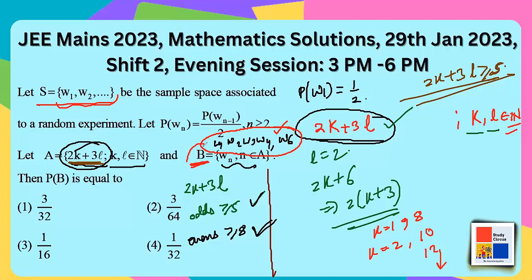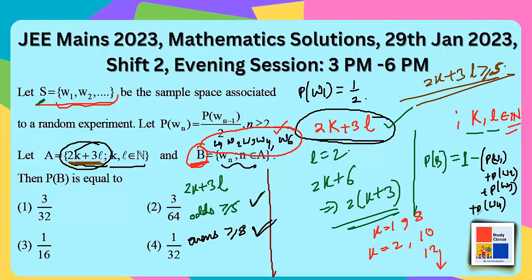So to get the probability of B, what will I do? Simply, the probability of set S was 1. In total, among W1, W2, all those events, some event has to occur, right? So in total the probability was 1. Obviously we have used that already. So 1 minus the probabilities of these, W1, W2, W3, like this: minus the probability of W1 plus probability of W2 plus probability of W3 plus probability of W4 plus probability of W6. This will give me the probability of B.